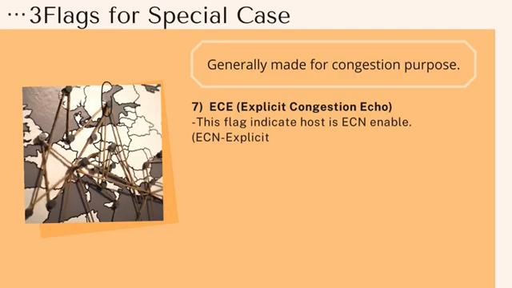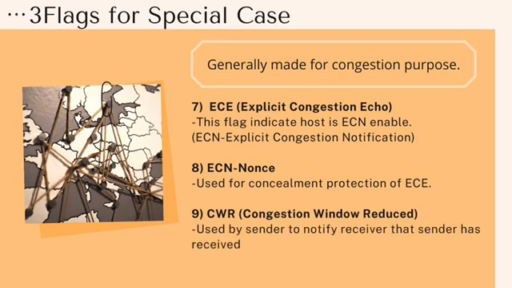So we go to the other 3 additional flags. Generally, these 3 flags are only made for congestion purposes. First is the ECE flag. ECE is explicit congestion echo. This flag indicates the host is ECN enabled. Whenever this flag is on, it indicates the host is ECN enabled. ECN is explicit congestion notification. This flag indicates that it is ECN capable during the TCP handshake.